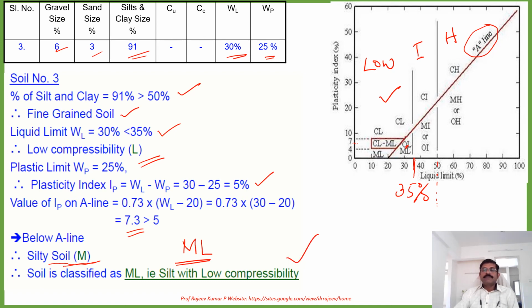And there is a portion which is shaded over here. This is the dual symbol, CL-ML. So if you get this value above the A line, and the plasticity index is around less than what liquid limit is, around less than 20, somewhere here you will get the value, then it is termed as CL-ML. That's a special case. This is a dual symbol actually.